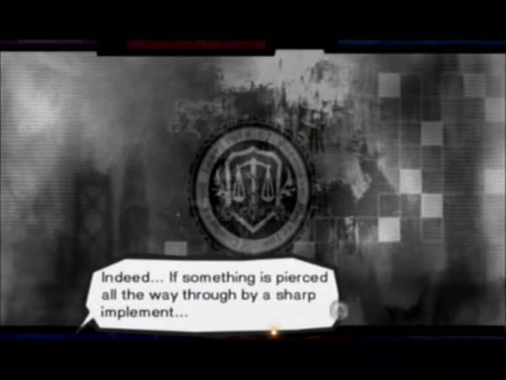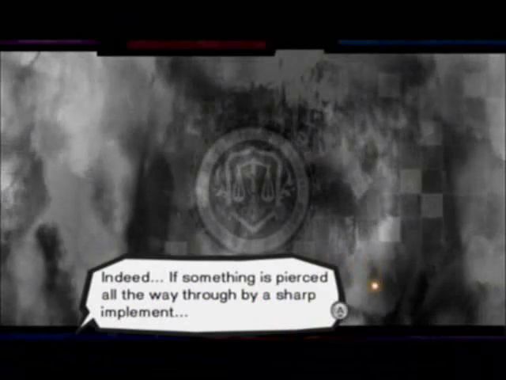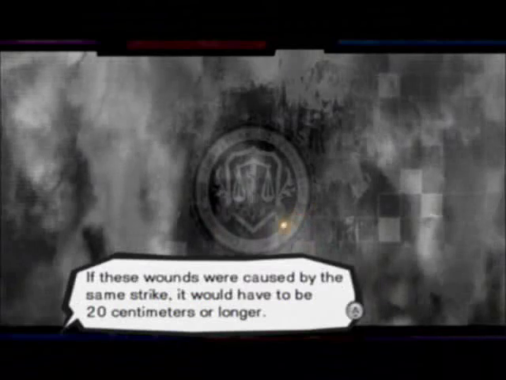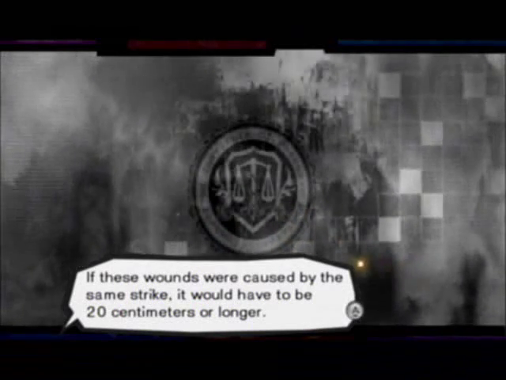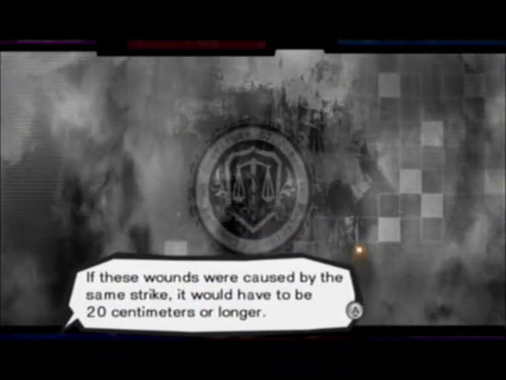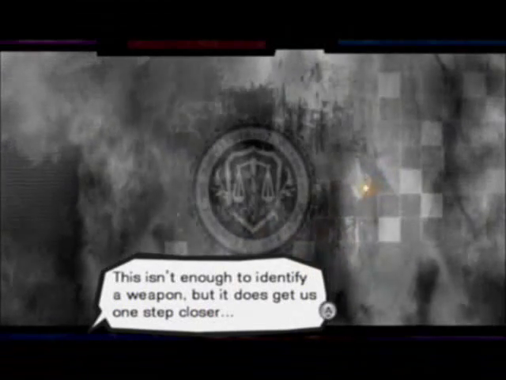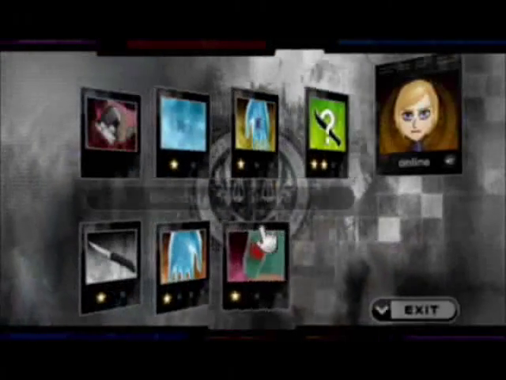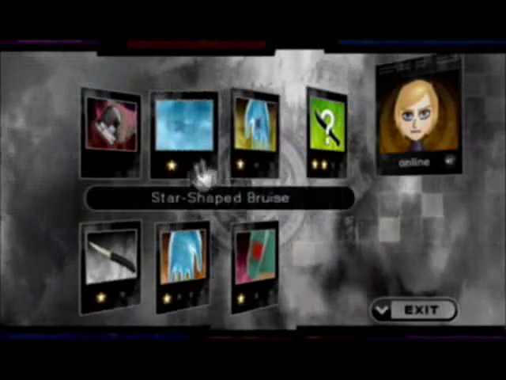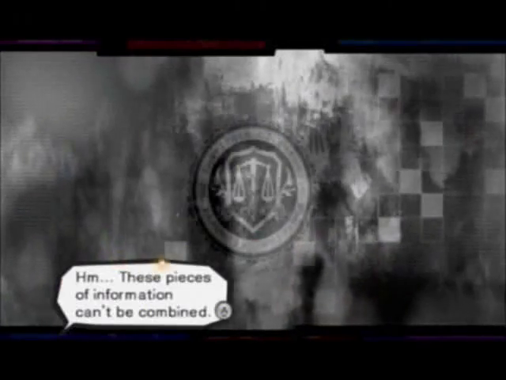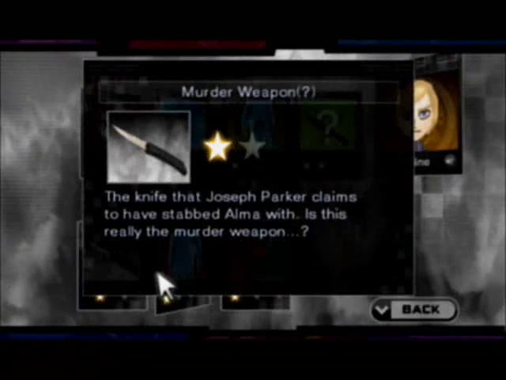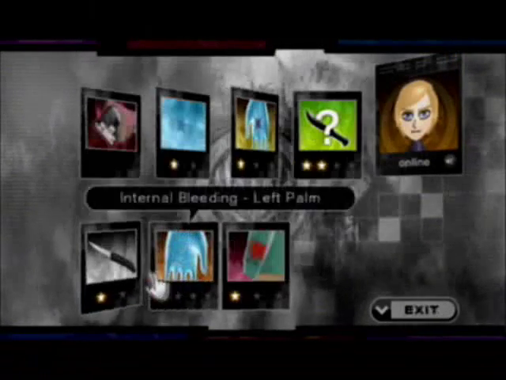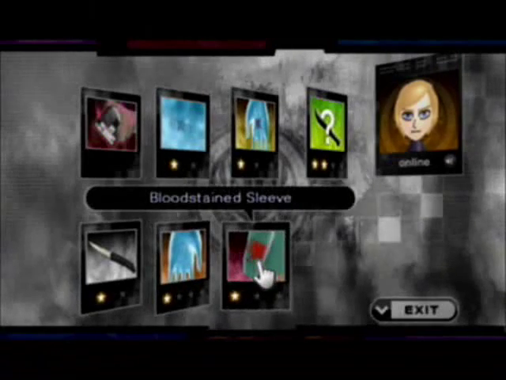Indeed. If something is pierced all the way through by a sharp implement, the entry wound must be at least as large as the exit wound. If these wounds were caused by the same strike, it would have to be 20 centimeters or longer. This isn't enough to identify a weapon, but it does get us one step closer. Wait.